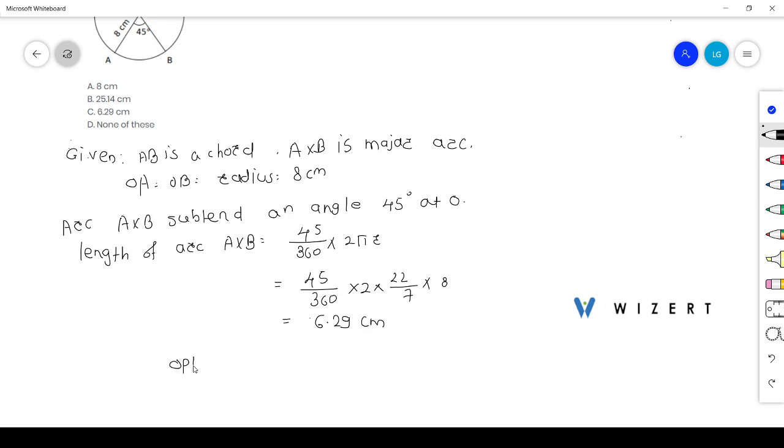So our correct option is option C, which is 6.29 centimeters.